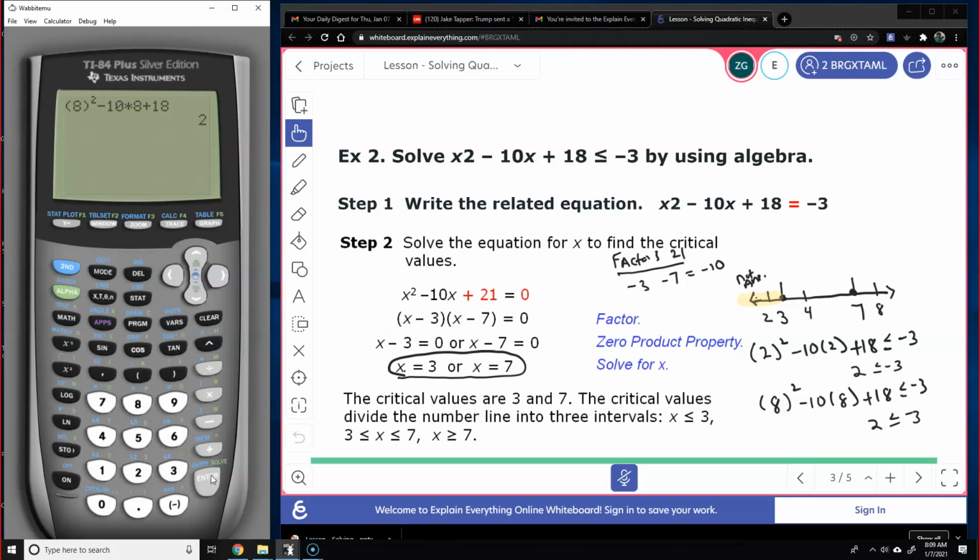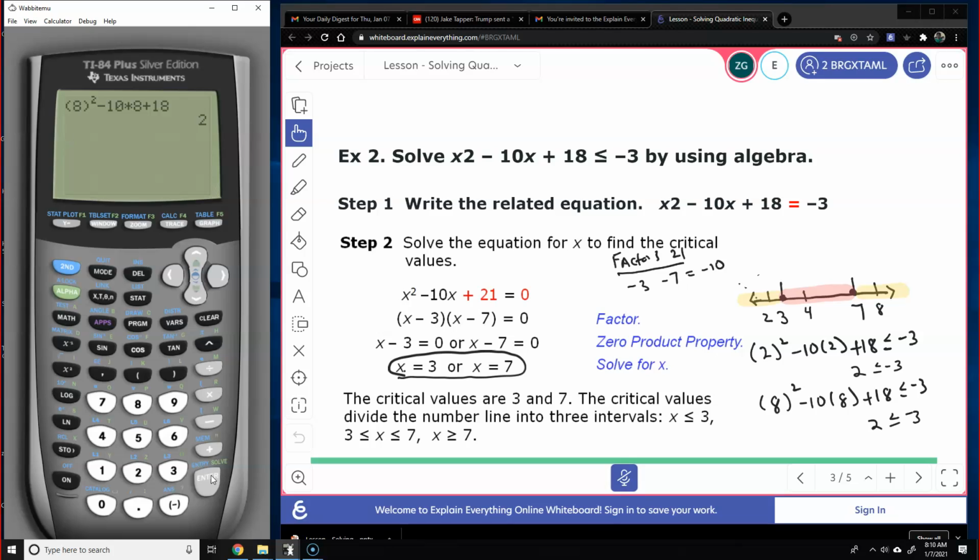This is not the answer, and this is not the answer. So the only place that it could be an answer is between 3 and 7. Okay, and we're going to check using our calculator. All right, so let's go ahead and check 4.